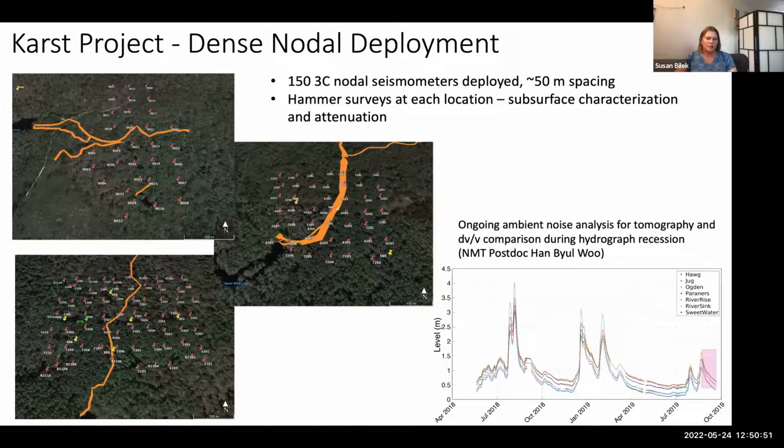Another thing that we've been doing with this data, we also incorporated a denser nodal deployment in certain sections of the park. My postdoc is currently working on determining temporal velocity changes, similar to the drought application that I mentioned earlier in the talk, as well as doing some tomography in the area using ambient noise cross correlations with the nodal data.